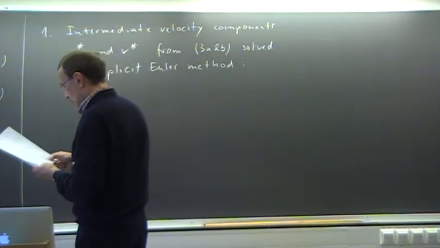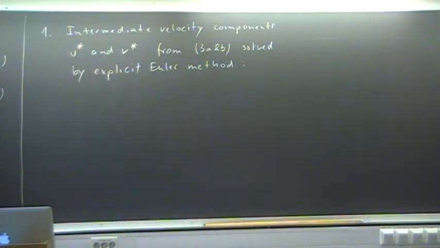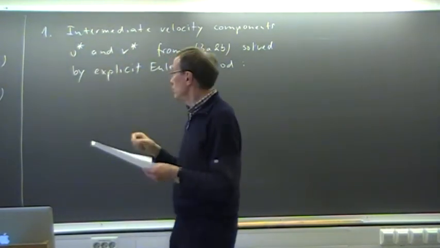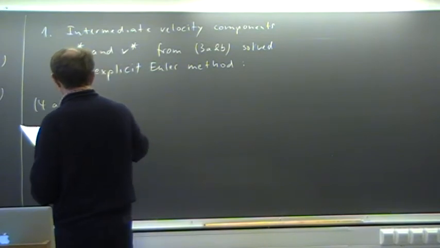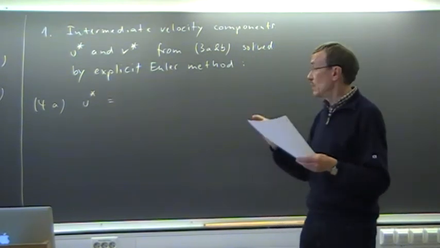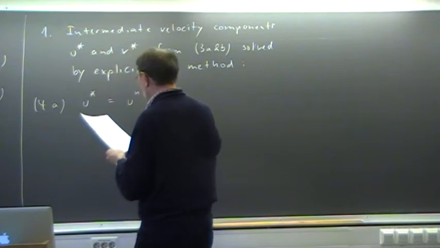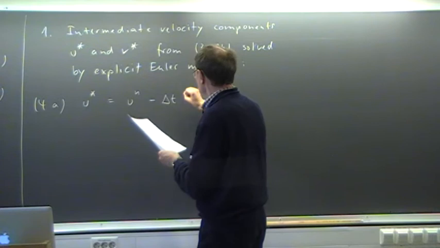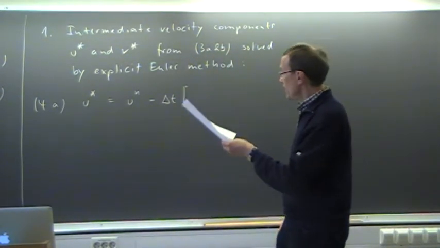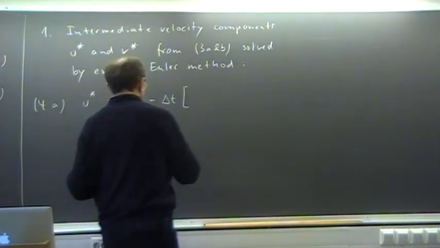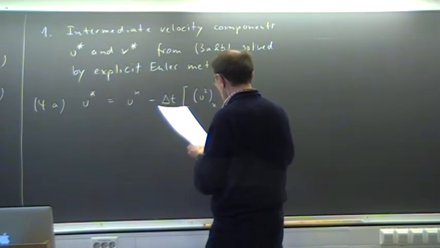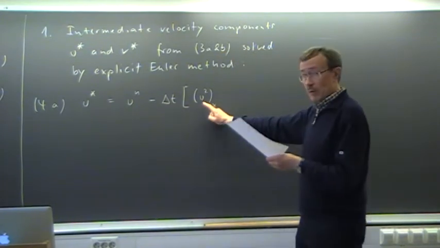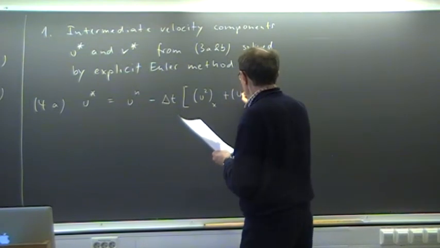So that means that we apply the explicit Euler method. That means we have the usual time derivative, u at the new time level, and that will be our u star. So that is the catch. So for the x momentum, u star is only our intermediate velocity component. That is equal to u^n minus, now we multiply everything by delta t, we bring this to the right-hand side, and then it will be the u squared x derivative, and all the quantities appearing here will be at the old time level, plus the u v y derivative.